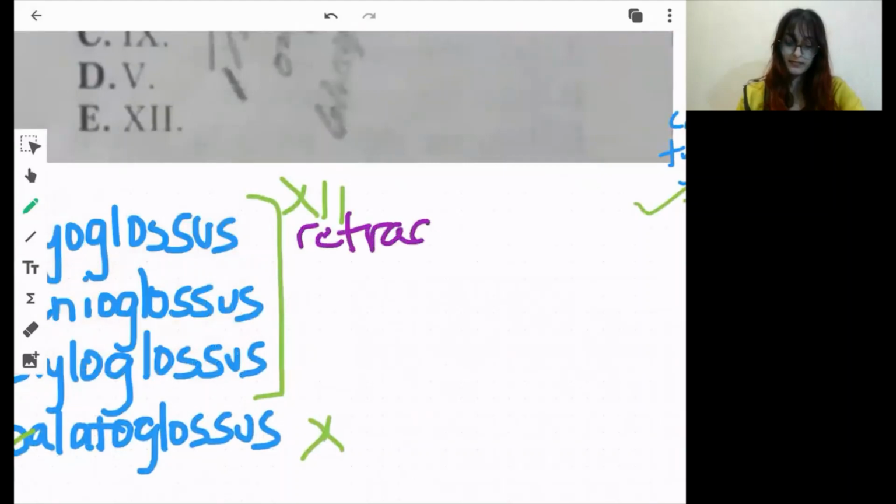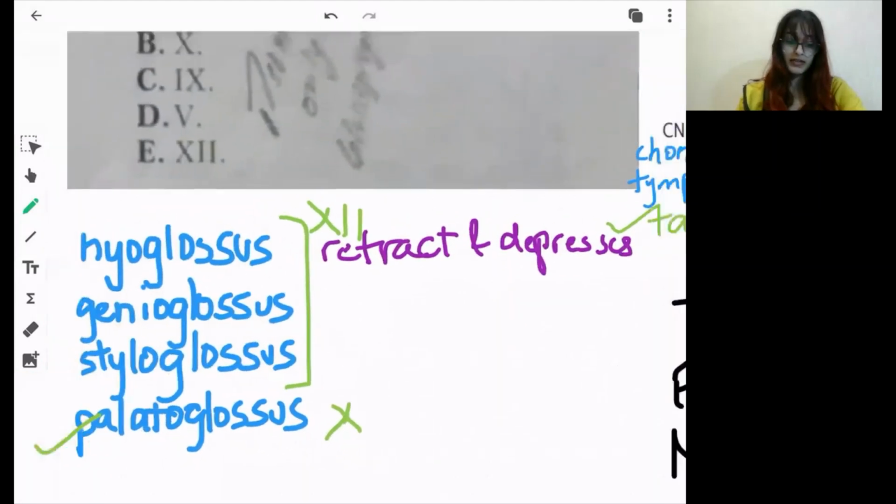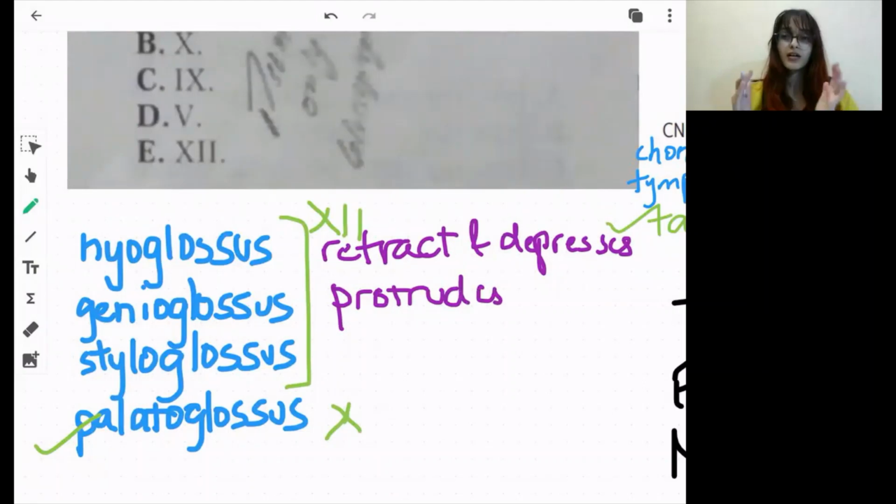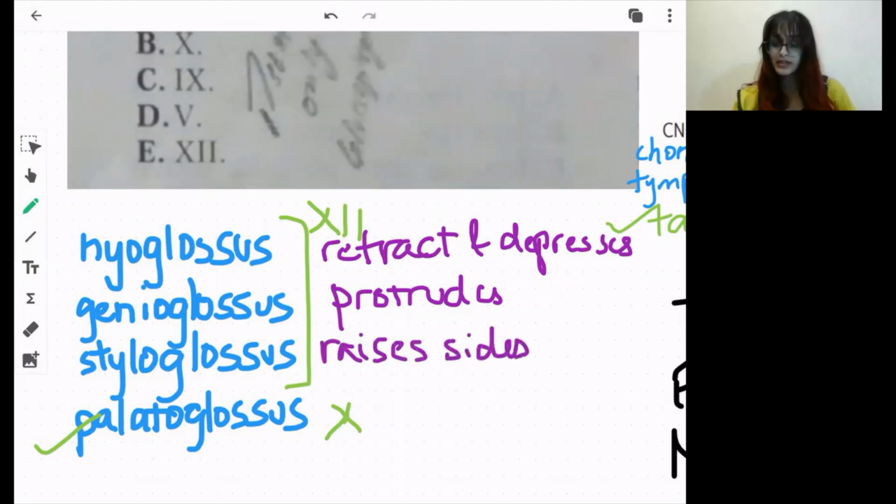Retracts and depresses. The genioglossus, it protrudes the tongue. Styloglossus, it raises the sides of the tongue. So when it raises only the side, a furrow is created. This is just the function of styloglossus.